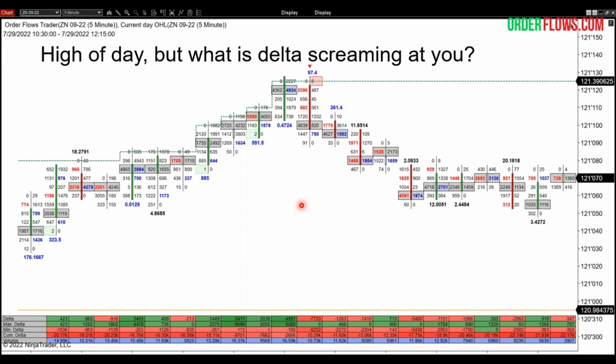You don't need level 2 data. You don't need level 3 or level 4, just the simple top level data, but you need a way to organize it so that you can use it in your trading.